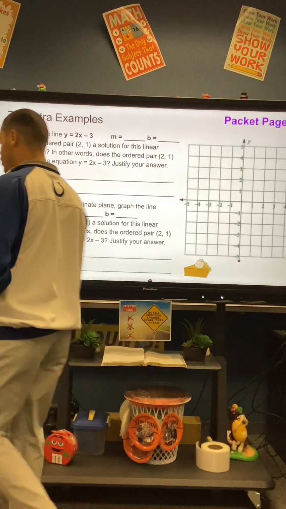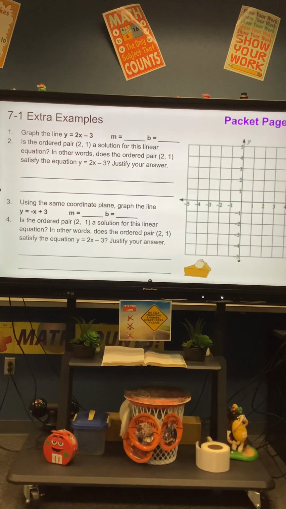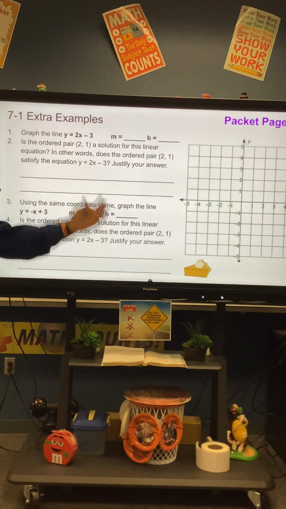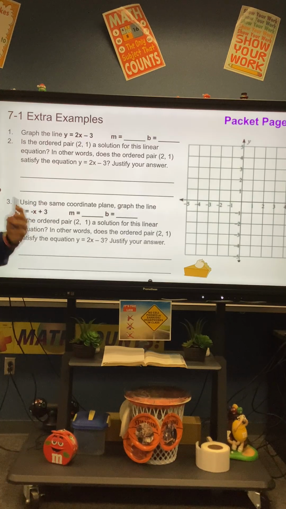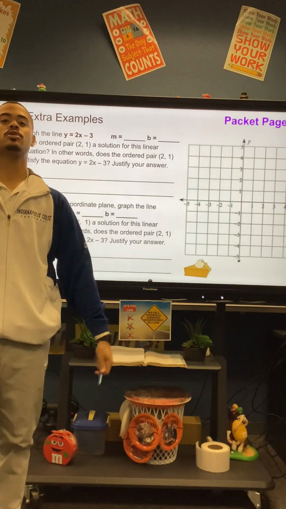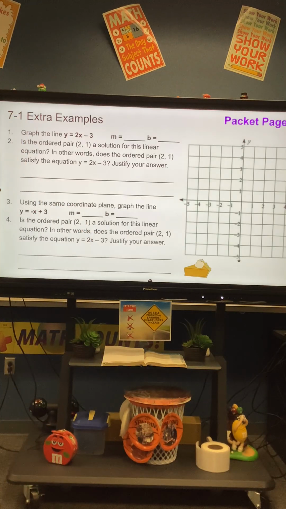So we're going to talk about graphing. We talked about graphing inequalities and those solutions. Now we're going to be talking about graphing linear equations and solutions for linear equations, specifically solutions for systems of equations, which means we're going to be graphing two lines on each coordinate plane. But before we get into that, we're going to start with graphing one line.